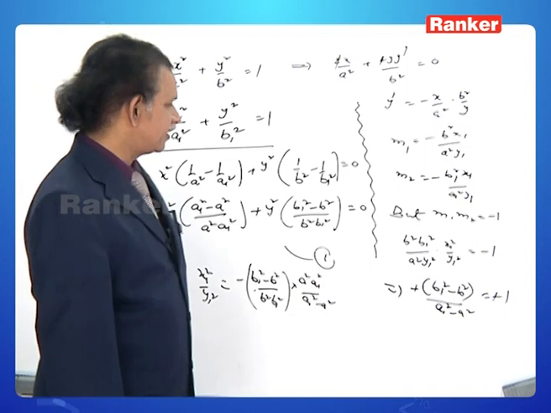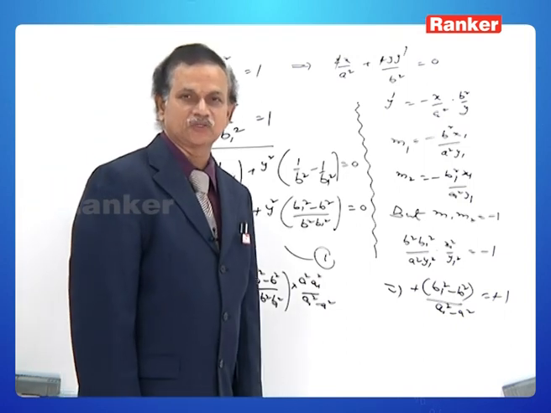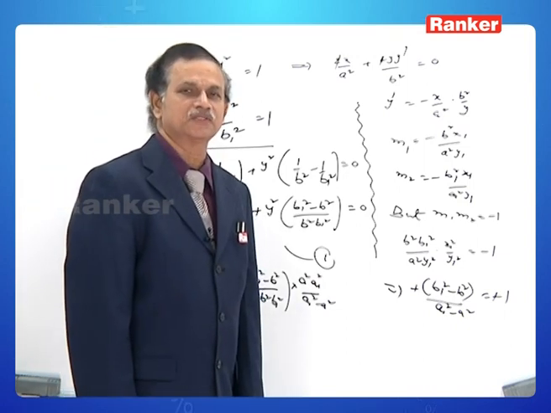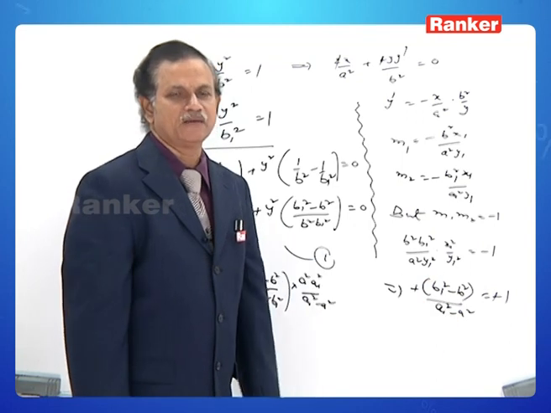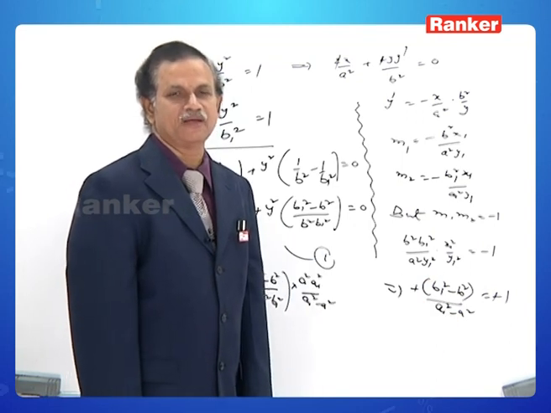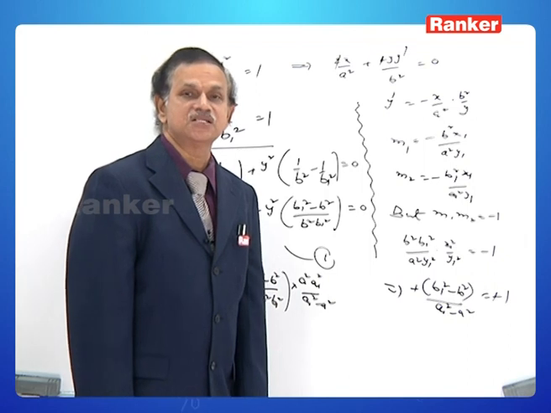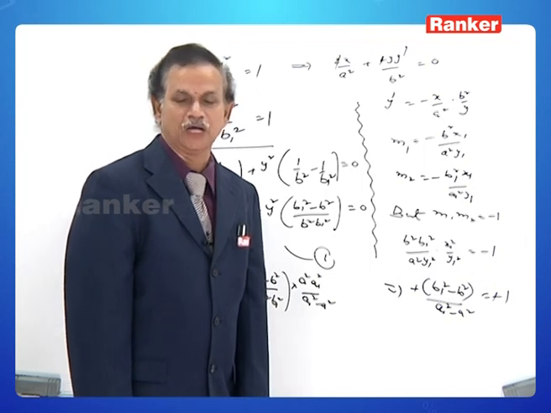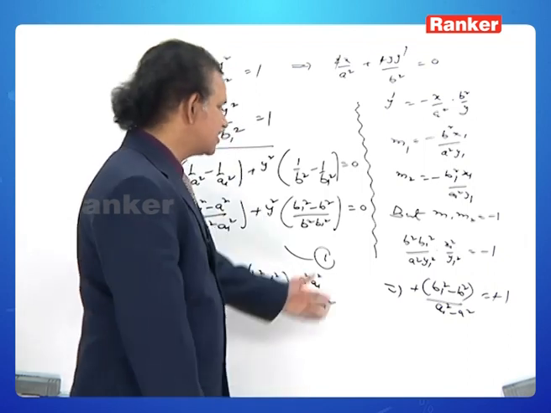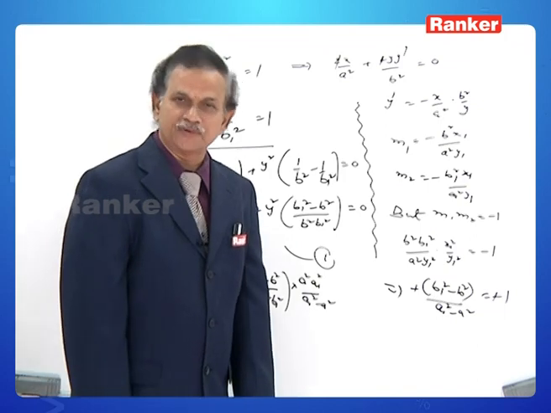So what is the condition required? a square minus a1 square is equal to b square minus b1 square, or a1 square minus a square is equal to b1 square minus b square, which is the required condition of orthogonality of the two curves given. A beautiful question.